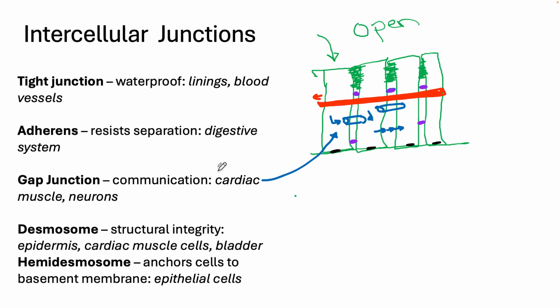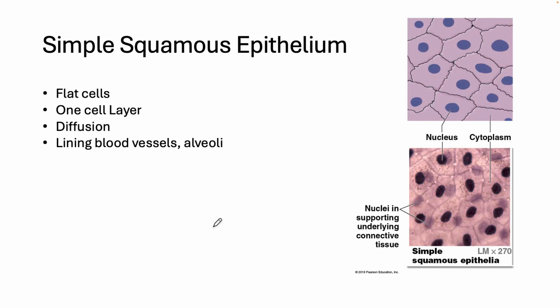So each one of these has a different structure, and each one of them has a different function, and really each one of them is found in a different place. So next we're going to discuss all the different epithelial tissue types, starting with the simplest one, which is simple squamous epithelium. Now remember, simple means one layer.